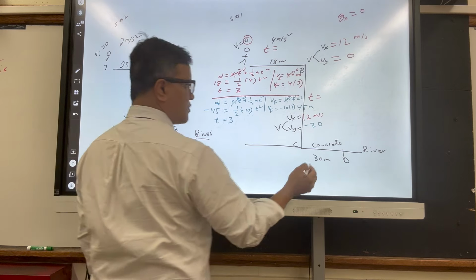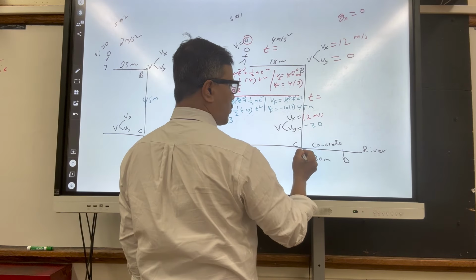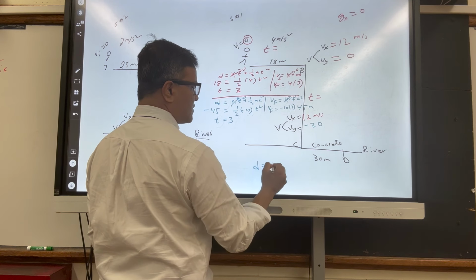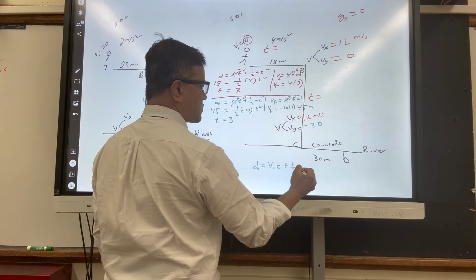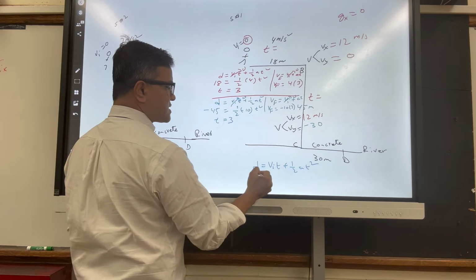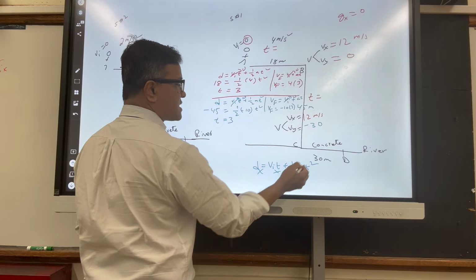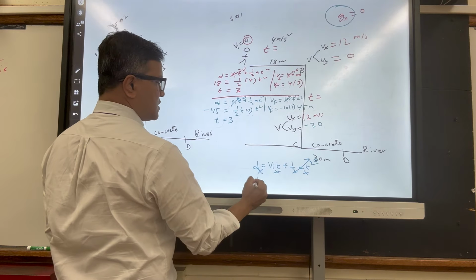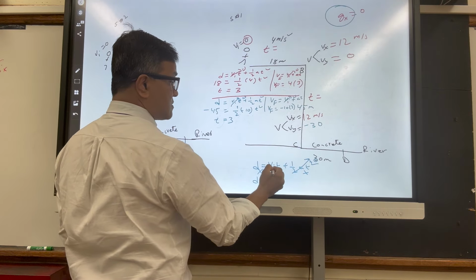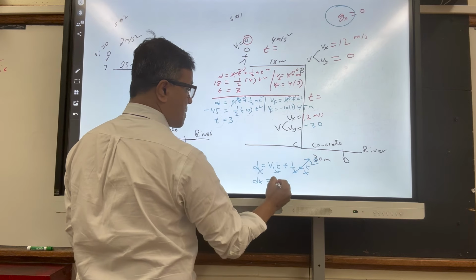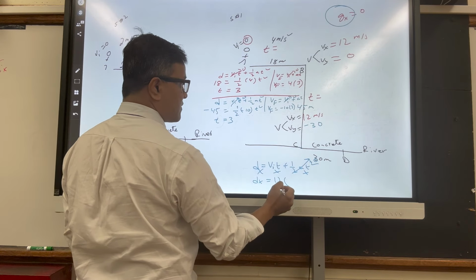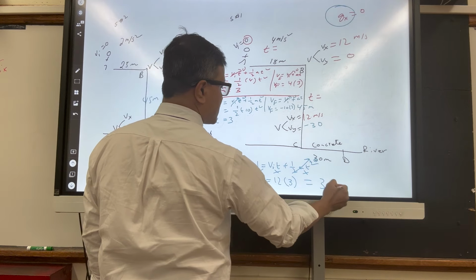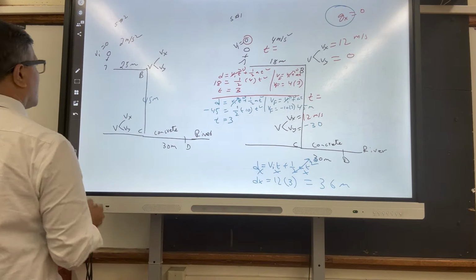Now we want to find where the man lands. So d is equal to Vit plus half at squared. Of course, we want to find the x direction. In the x direction, acceleration is 0. So dx is Vix, which is 12, times t, which we already found is 3. So 36 meters.